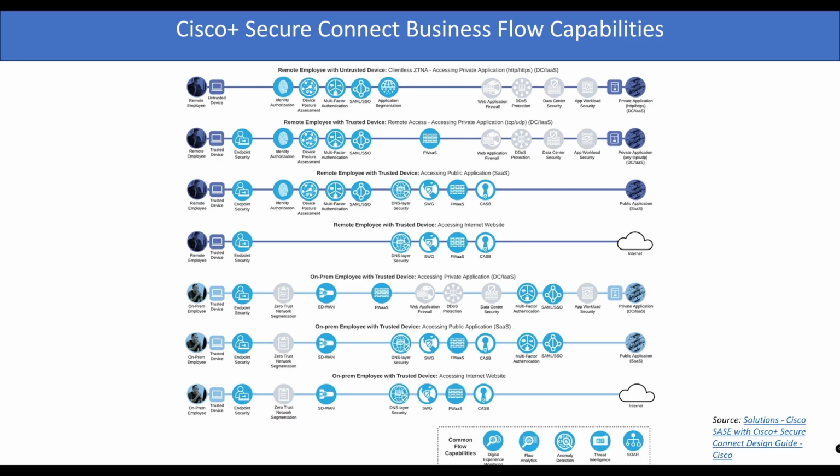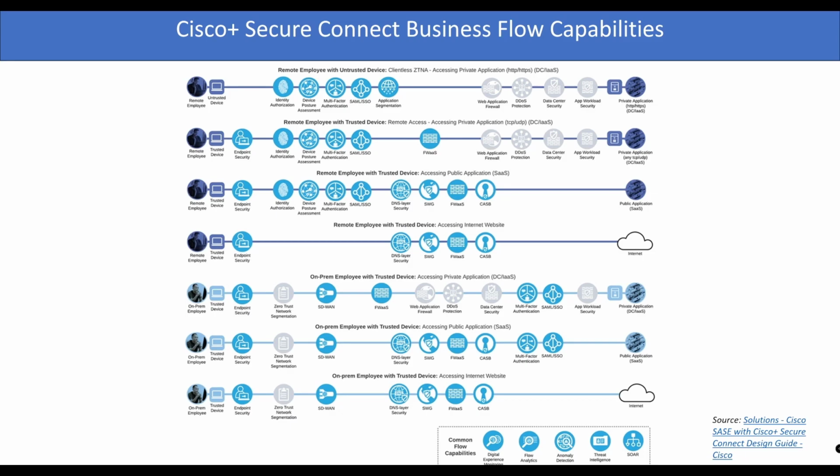So for the most part, a lot of those are the same, but then we're adding DNS layer security on top of that because we're accessing SaaS-based applications. We want to make sure that those are safe from a DNS layer. You've also got the SWG, the firewall as a service, and CASB as well for accessing those cloud-based applications.